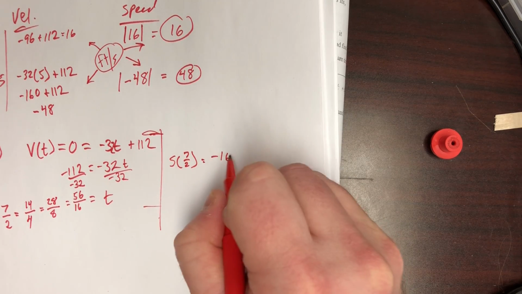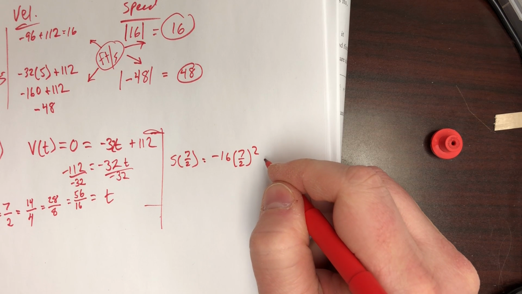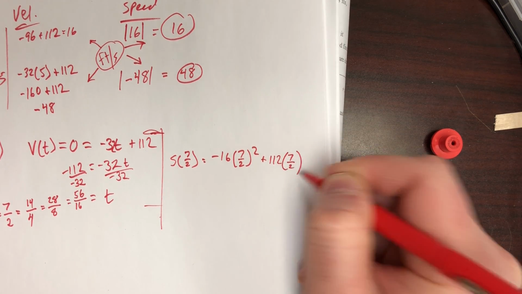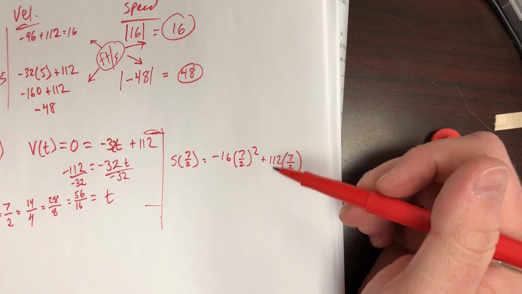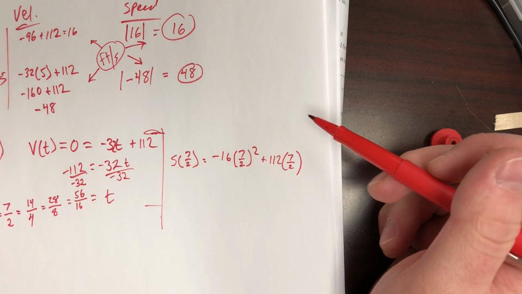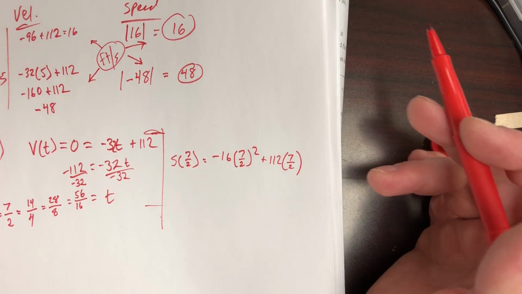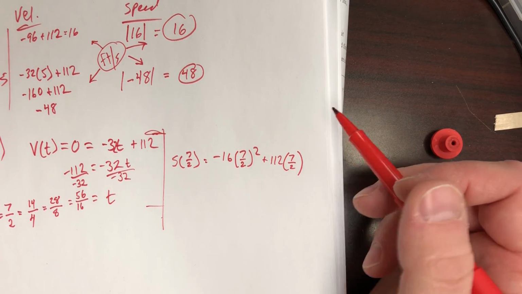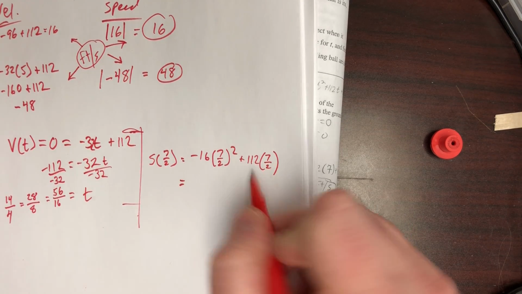to negative 16, 7 over 2 squared, plus 112 times 7 over 2. And legitimately, you could have to do this. They could ask you to finish this on a multiple choice question on the AP exam. You could be required. So I'm just going to do the math real quick and show you how we would do this by hand and get a fraction answer. If you don't need it, skip. That's fine.